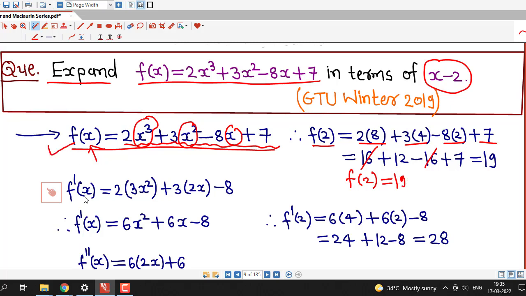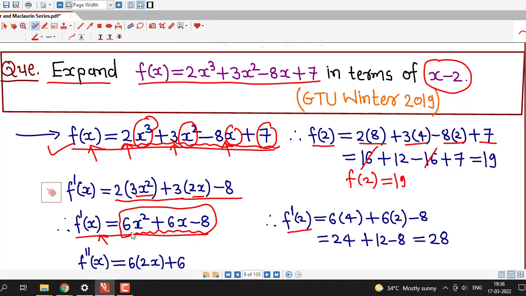Now we differentiate this with respect to x. f dash x is 2 constant as it is, derivative of x cube is 3x square, plus 3 as it is, derivative of x square is 2x, minus 8 as it is, derivative of x is 1, plus derivative of 7 is 0. This we can rewrite as 2 into 3, that is 6x square plus 6x minus 8, and this is the first derivative at any point x. We find the value of this first derivative at x equal to 2 by taking x equal to 2 everywhere in this right hand side.